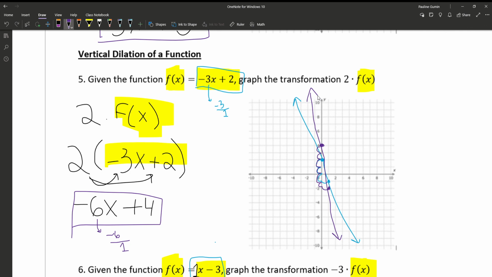This is a dilation because if you look pretty hard, you can see that the blue line kind of stretched to become that purple line. And that happened because of the multiplication by 2.